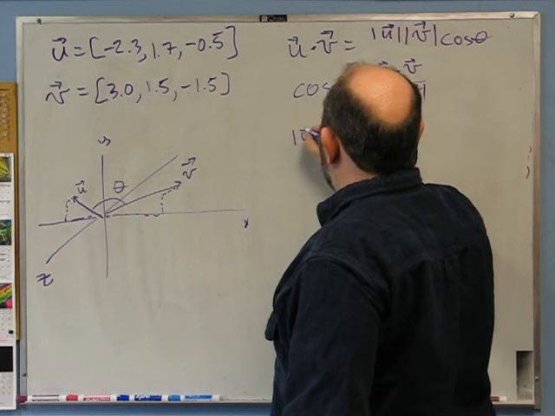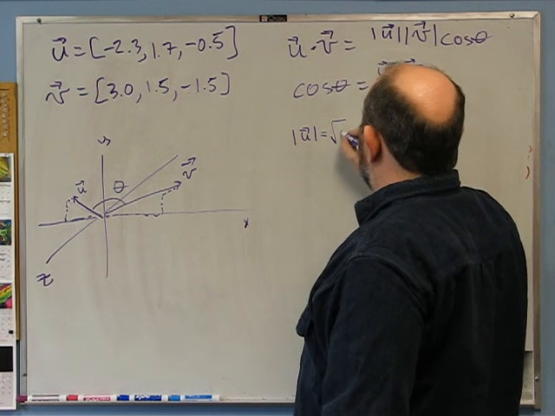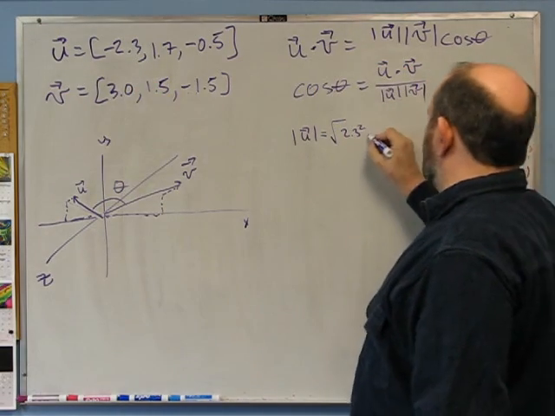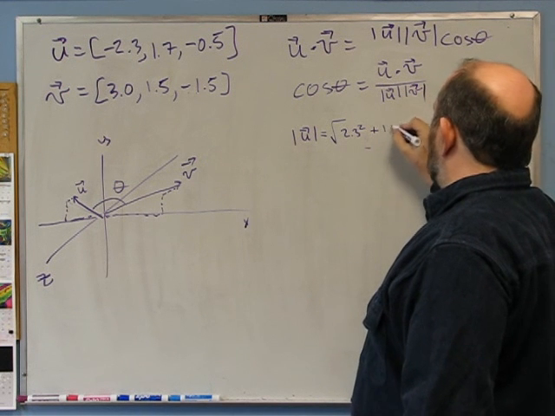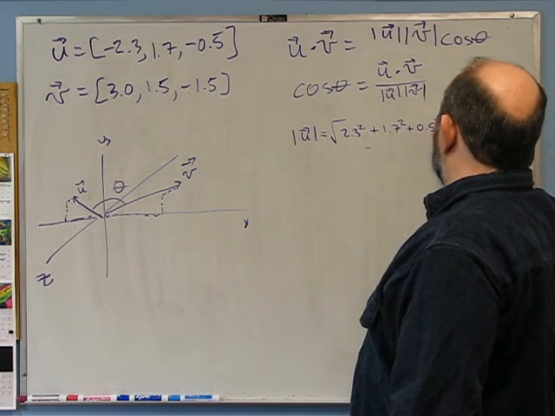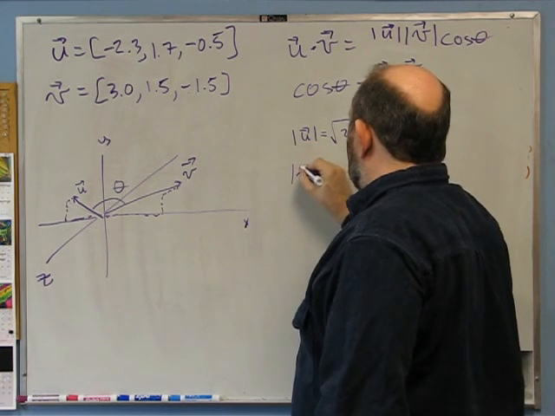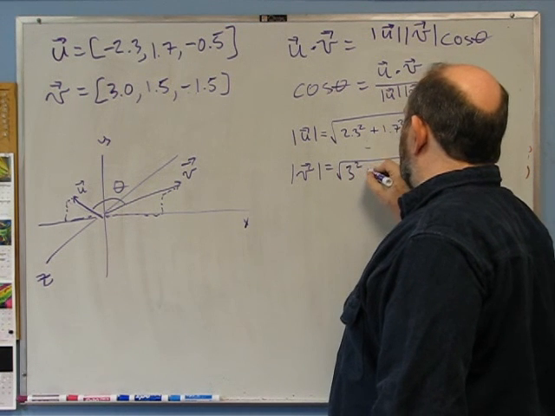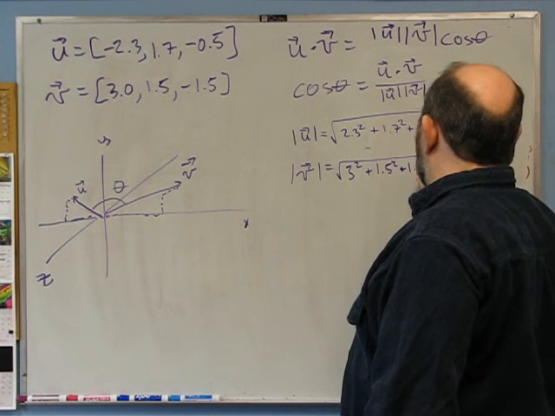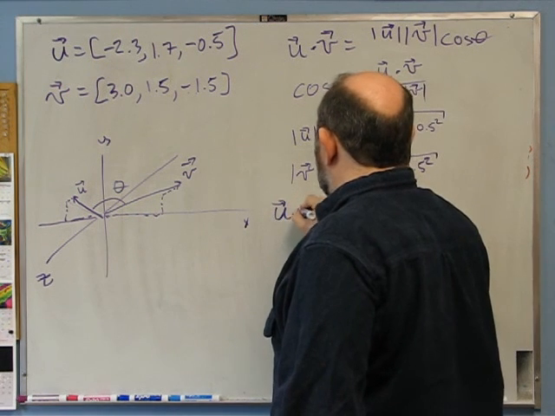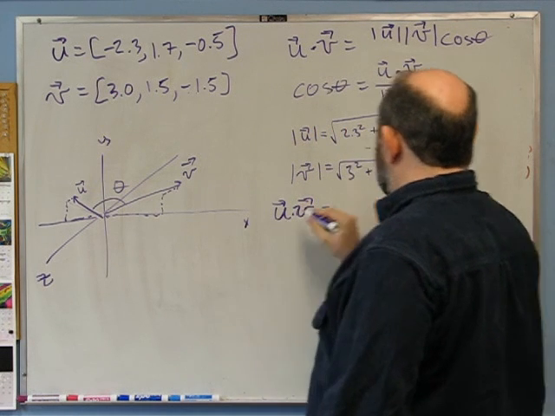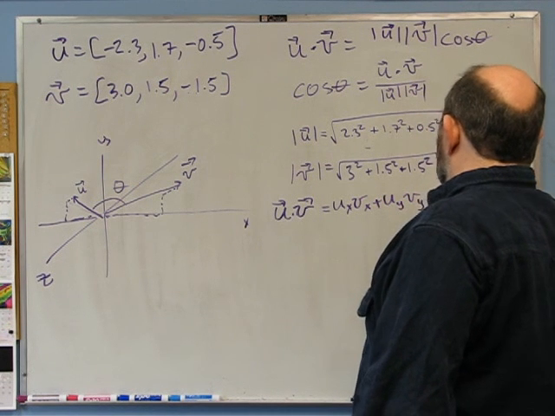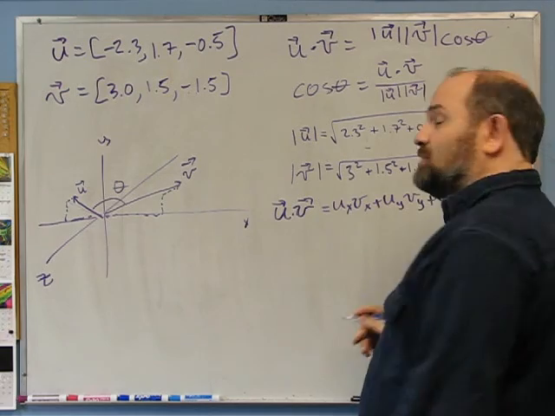So I'll figure out, what's the magnitude of U? Well, that's the square root of 2.3 squared. Really, negative 2.3 squared, but I know if I square the negative number, it's going to be positive. Plus 1.7 squared plus 0.5 squared. V's magnitude, I actually already know this because I calculated it before, but I'll write it down again: 3 squared plus 1.5 squared plus 1.5 squared. And finally, I need to know U dot V, which is going to equal UXVX plus UYVY plus UZVZ. That's just how you do a dot product.